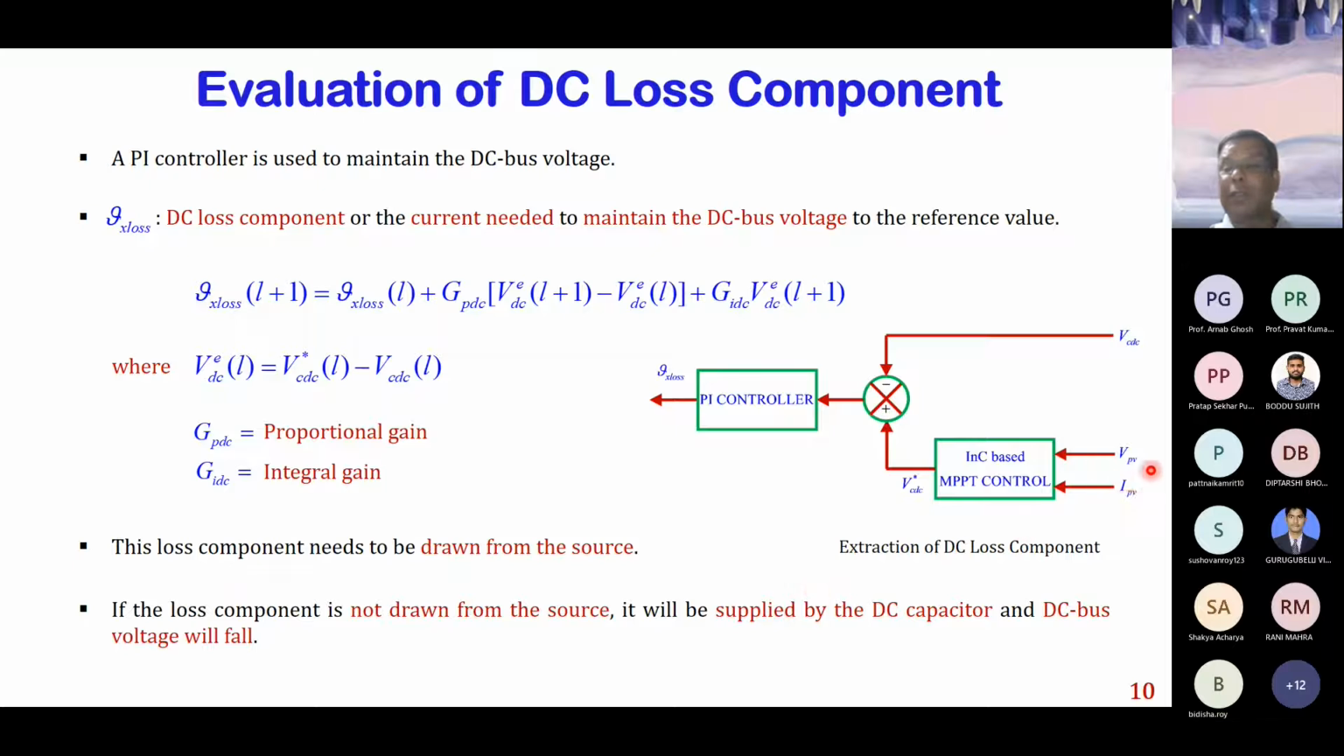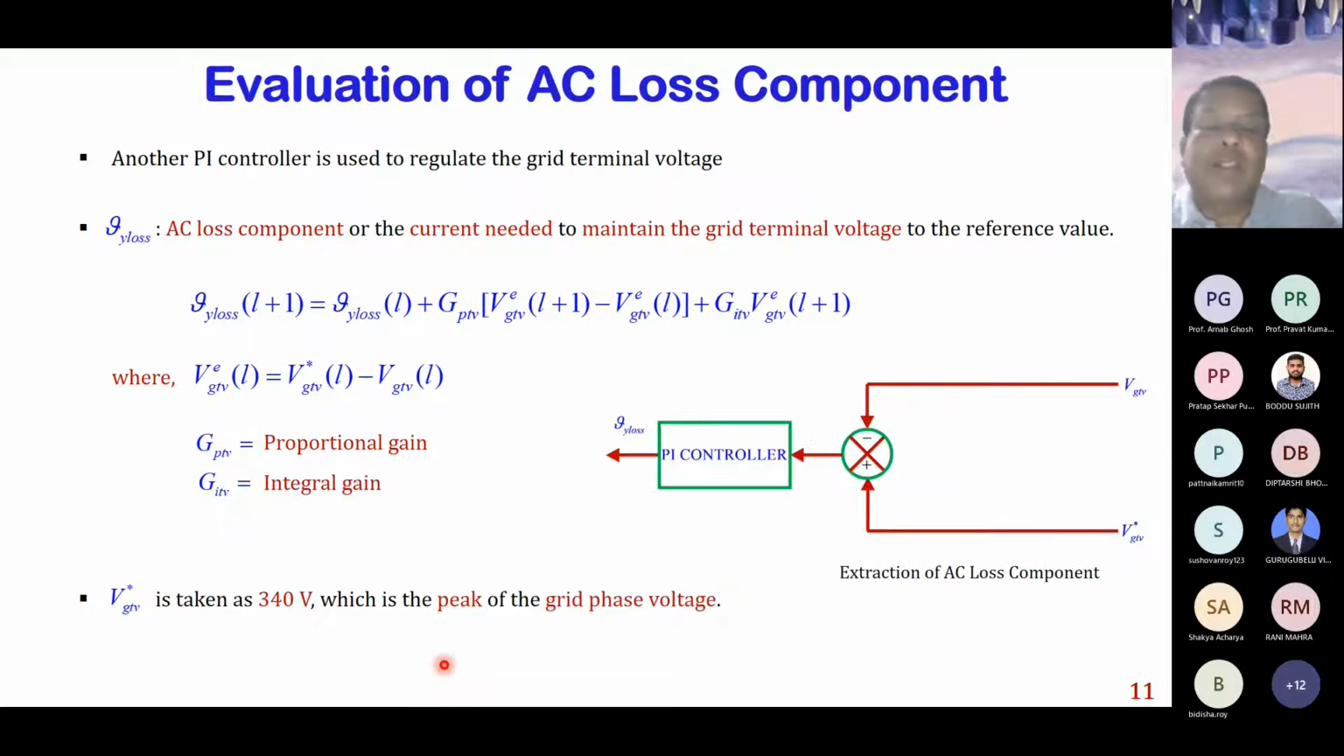Then, as you know, we measure IPV and VPV, and by using the incremental conductance method, we get the reference voltage, the V star DC, and then we have the actual voltage. To compare them, the error is used by a PI controller to estimate this DC loss component. And this DC loss component needs to be drawn from the source. If the loss component is not drawn from the source, it will be supplied by the DC capacitor and the DC bus voltage will then fall. So therefore, we have to estimate the DC loss component.